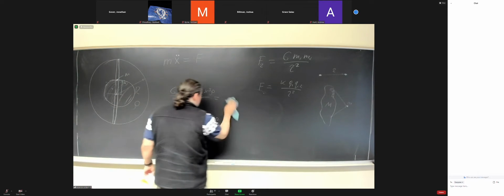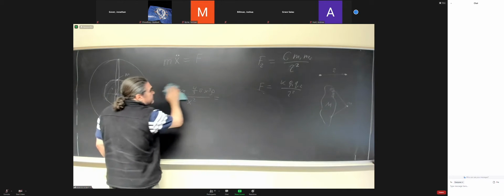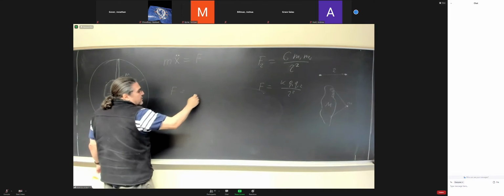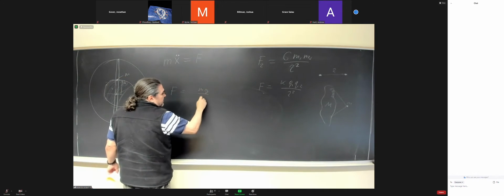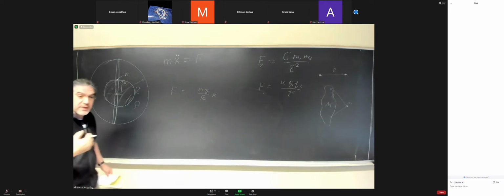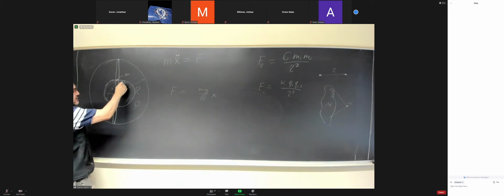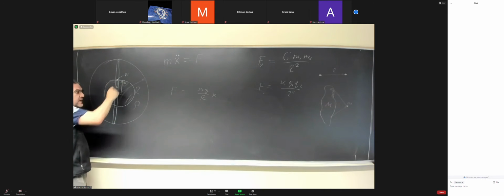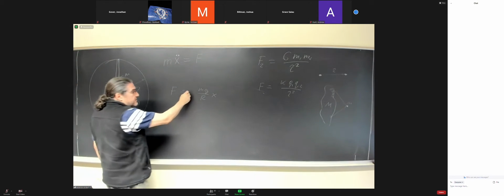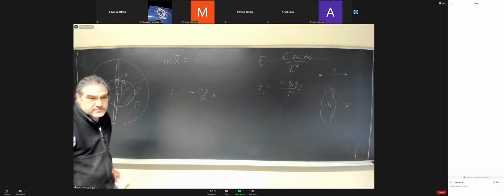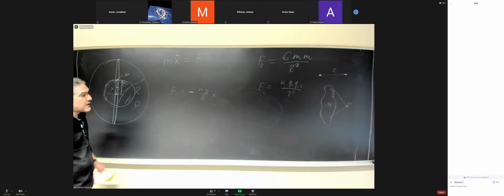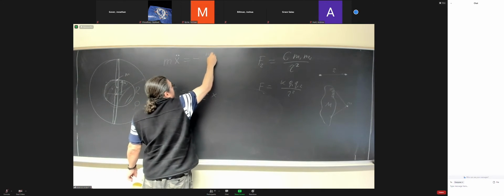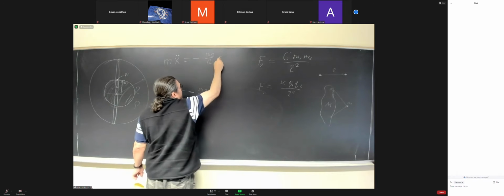All right, so now it's not a complete story because although this is not vectors, they still have direction, right? It's a plus or minus. And now my x is going up. That's my coordinate. At this point, my force is going down, so it is minus. It has opposite direction. So what we have here is minus mg divided by r times x.